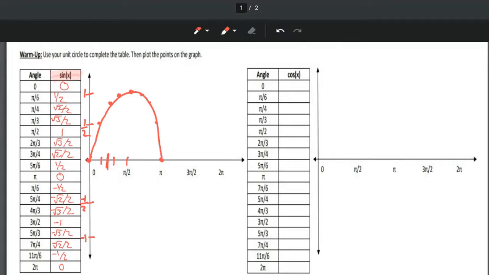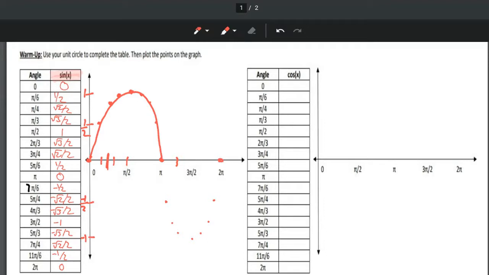All right, and then from pi to 2 pi, all the values are negative, but it essentially repeats the same pattern. So at 7 pi over 6, we have -1/2. At 5 pi over 4, which is halfway between pi and 3 pi over 2, we are at about -0.7. At 4 pi over 3, we're at -0.8. And at 3 pi over 2, we are at -1. And then we should notice that it will be symmetric until we get to 2 pi, and we're back at the x-axis.